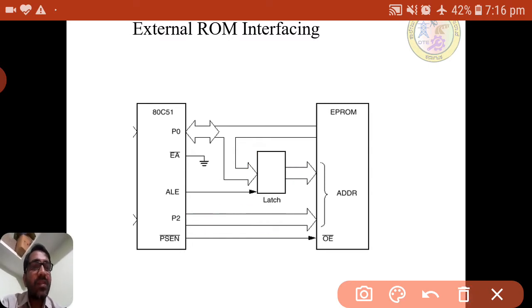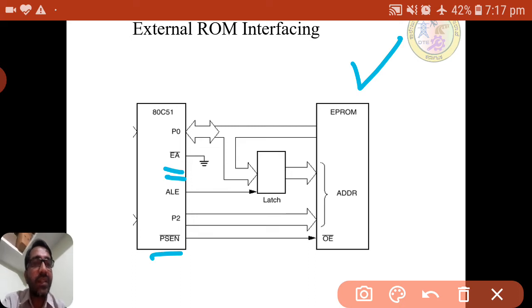Once the address is placed and latched, afterwards, this EA is permanently connected to ground here. EA means external access. Whenever we need to communicate with an external peripheral, for example memory, it will be grounded here. So when it is externally interfaced, then PSEN.